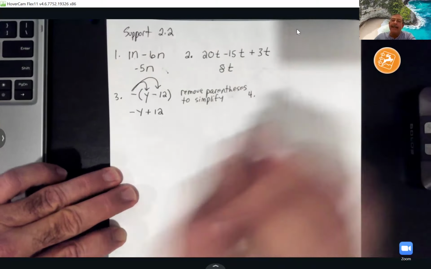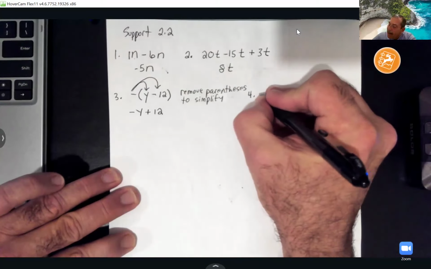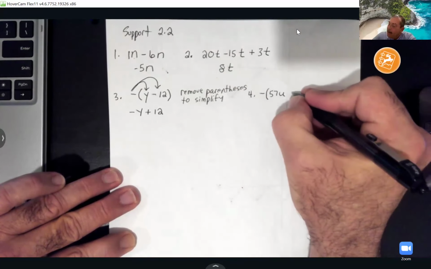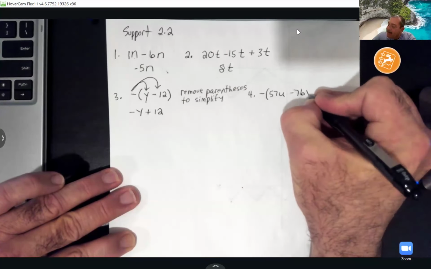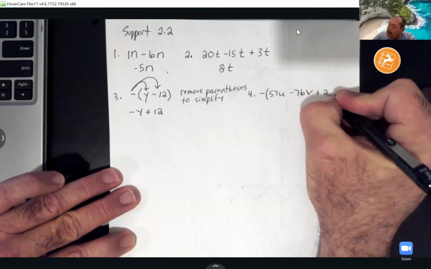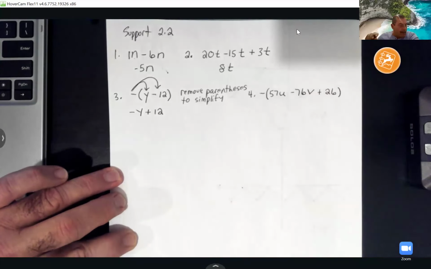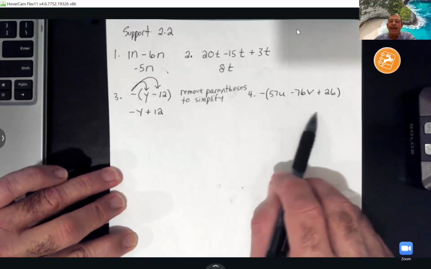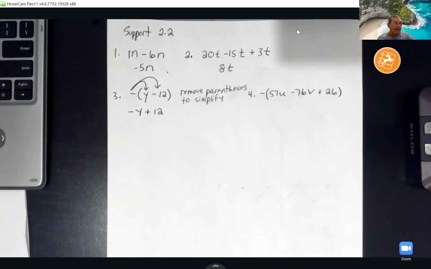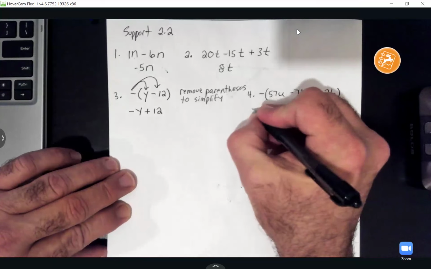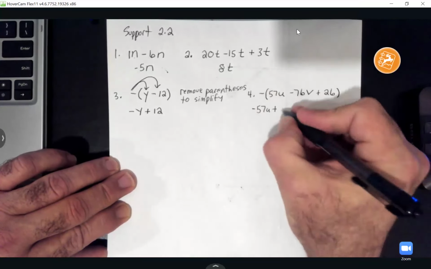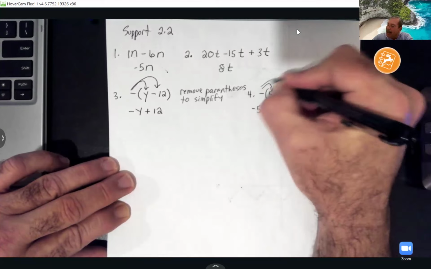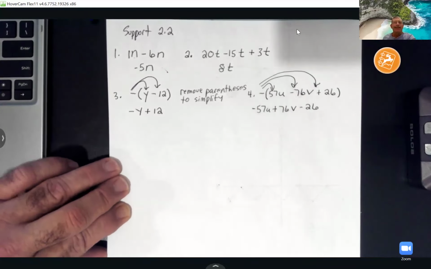So y'all knowing that, let's see what y'all figure out on this next one. I got a negative times 57u minus 76v plus 26. So y'all, remove parentheses to simplify this. What would y'all get for your answer? Negative 57u plus 76v minus 26. Perfect. Good job. So all we do is distribute that negative to all 3 of those.